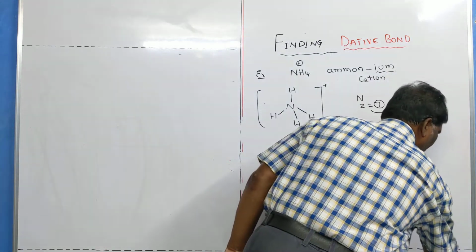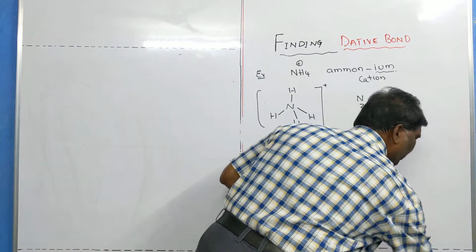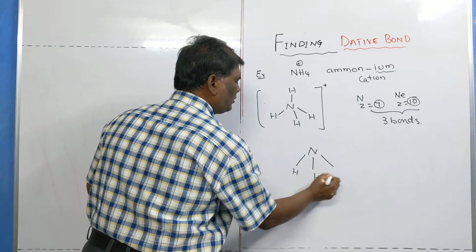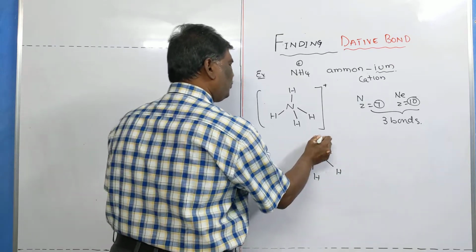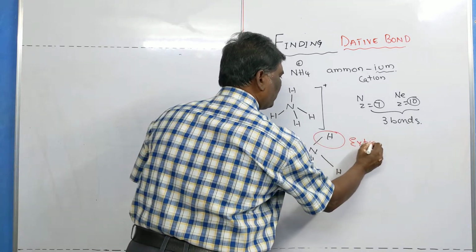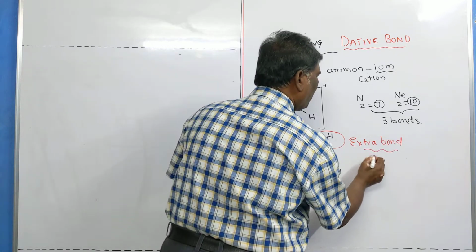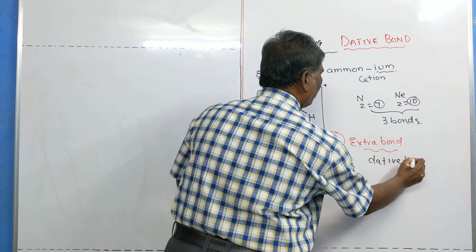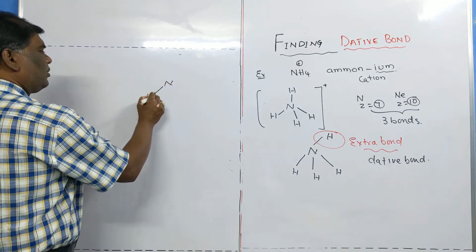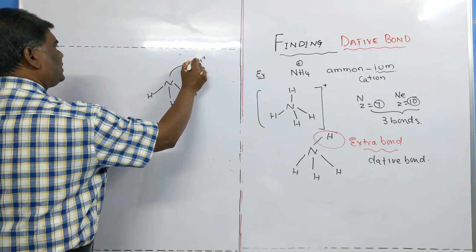But here in the species, how many bonds are there? 4. So the 4th bond is the extra bond. This extra bond is nothing but a dative bond. So nitrogen forms covalent bonds, whereas this one is the dative bond.